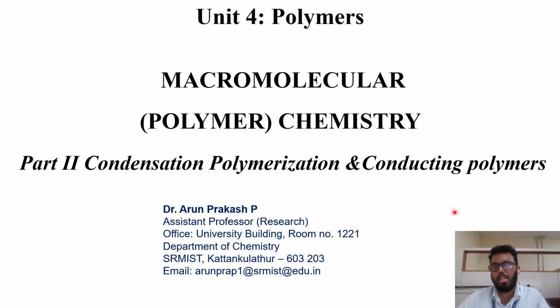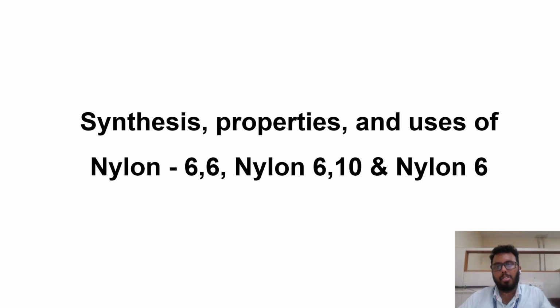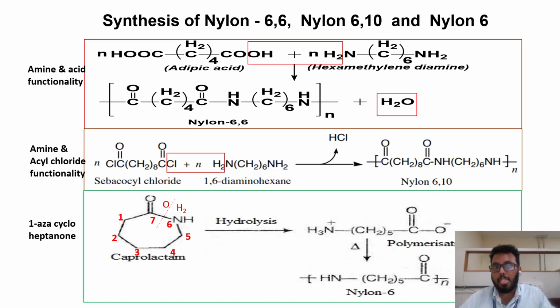In between, I will also tell the important questions which can be asked in the class test as well as in the final semester examination. Okay, so before discussing about the condensation polymerization, I would like to share with you that we are going to discuss about synthesis, properties, and uses of some of the important condensation polymers. For example, nylon 66, nylon 610, and nylon 6. Synthesis of nylon 66, 610, and nylon 6.